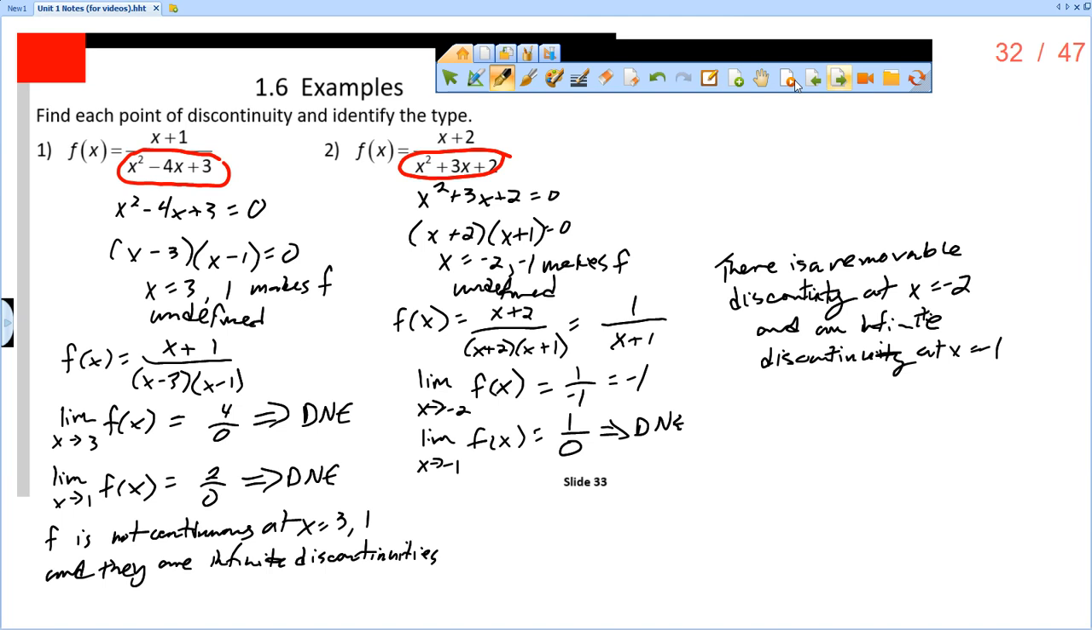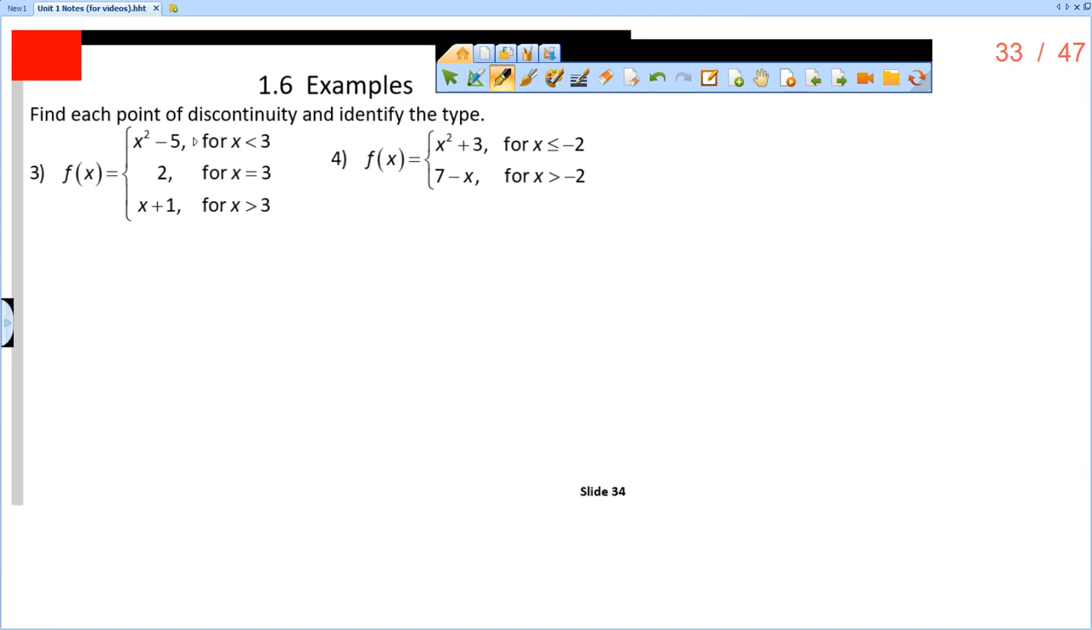All right, moving on to slide 34. Same directions, but now we have these piecewise functions. What we have to remember is that each of these pieces individually is going to be continuous. It's a parabola, a horizontal line, a line with a slope of 1, a parabola, a line with a slope of negative 1. So they're all continuous by themselves. There are no jumps, holes, asymptotes, anything like that. But what we want to worry about is what is happening at x equals 3, and over here, what's happening at x equals negative 2.